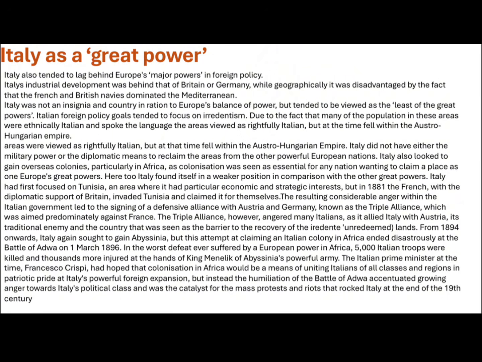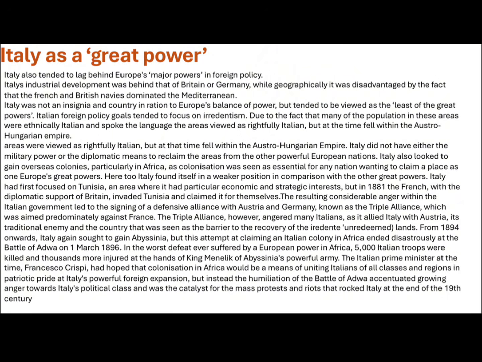From 1894 onwards, Italy again sought to gain Abyssinia, but this attempt at claiming an Italian colony in Africa ended at the Battle of Adwa in March 1896, in the worst defeat ever suffered by a European power in Africa.